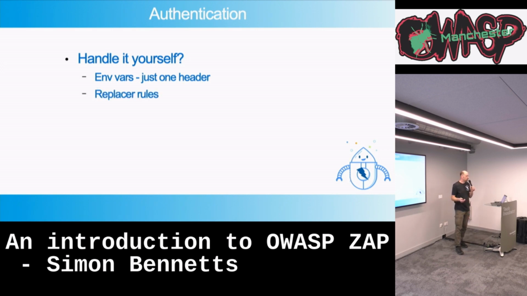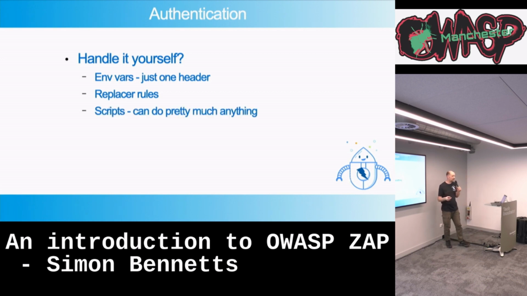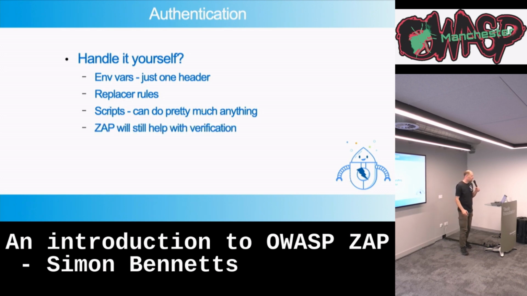We have replacer rules, so these are a simple way of replacing anything in any request or response. Or we've got scripts, and scripts do whatever you want. And if you do it yourself, ZAP will still help you with verification, which I'll talk about in a bit. But this can be straightforward for certain applications, and it can be a complete pain for other applications. So if this works for you, great, but you might want other options.